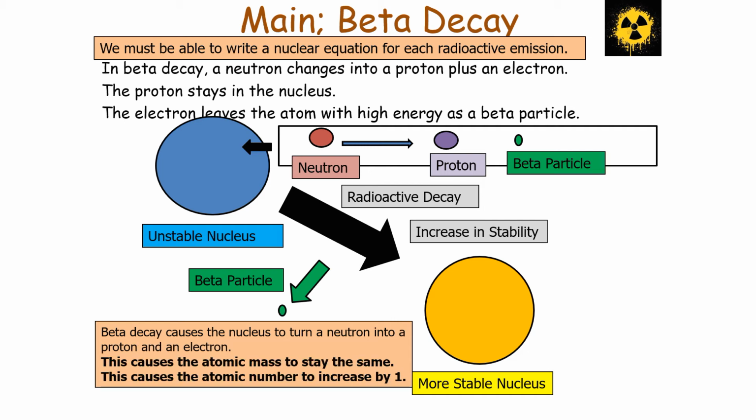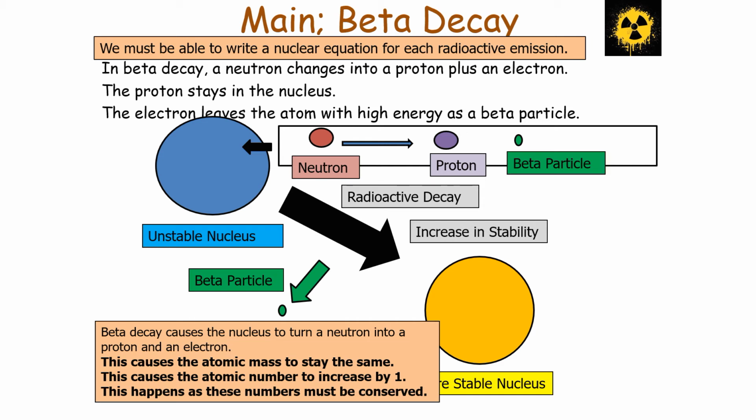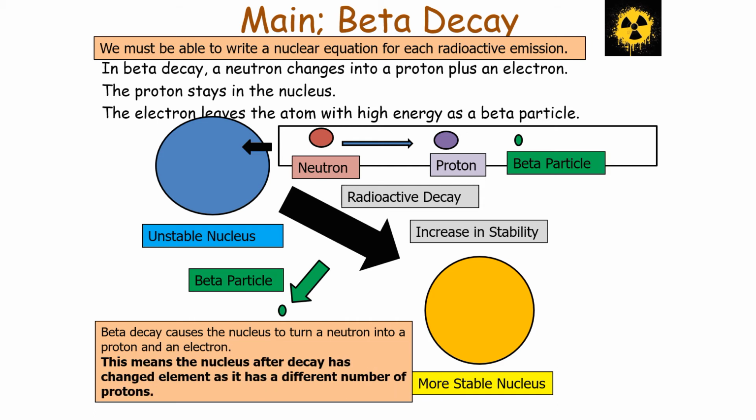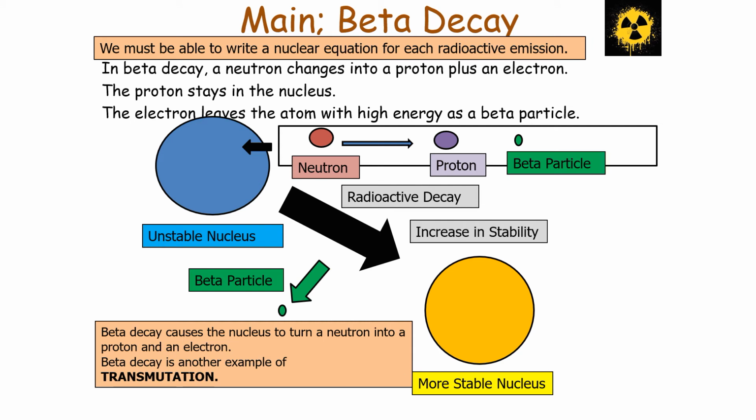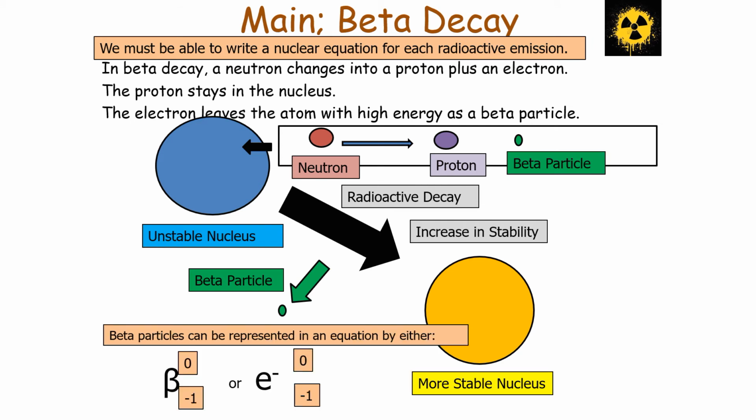So this causes the atomic mass to stay the same, because that's the number of protons and neutrons, and a neutron has turned into a proton. So the overall number of neutrons and protons has stayed the same, but it has caused the atomic number, the number of protons, to increase by 1. This happens so we can conserve these numbers. So the nucleus after the decay has changed element as it has a different number of protons. It's increased its proton number by 1. So beta decay is another example of transmutation.